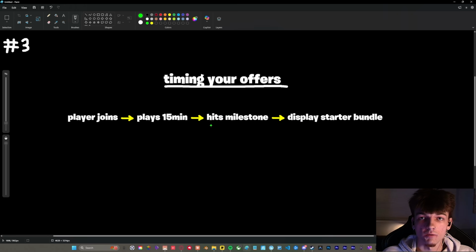And so just to recap what this might look like, the player's going to first join the game and then they're going to play for 15-20 minutes or something. This is when they hit the milestone in your game. It could be a checkpoint in a roguelike, it could be a second story in a tycoon, it could be a certain number of kills inside of a PvP game. Whatever kind of milestone makes the most sense for your island, once they achieve that, this is when you would actually display the starter bundle, and that's when they would be prompted to make the purchase.